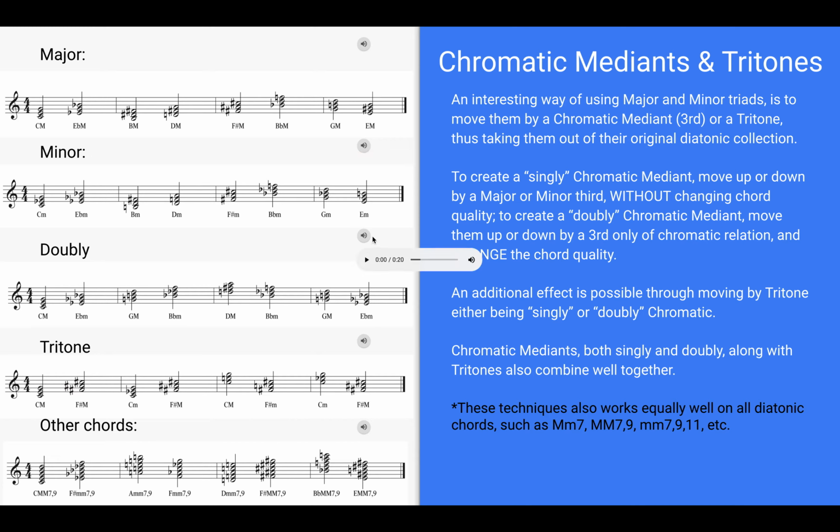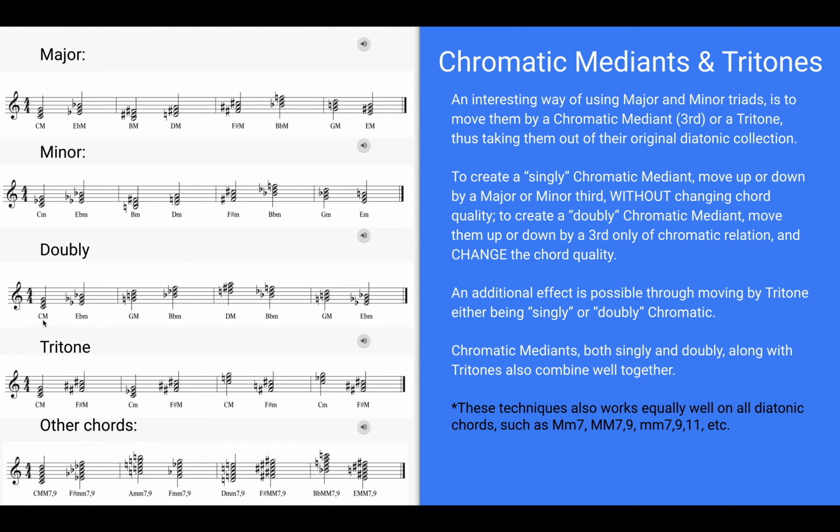You should really try playing through these yourself, by the way. So then, to create a doubly chromatic mediant, move them up or down by a third only of chromatic relation and change the chord quality. So before, the singly was just going major to major to major, but all thirds in either direction. It could be major third or minor third, but all the same quality of chords, so all major chords. These are all minor chords. Again, here we've moved up a minor third, down a major third, etc., but they're all minor chords.